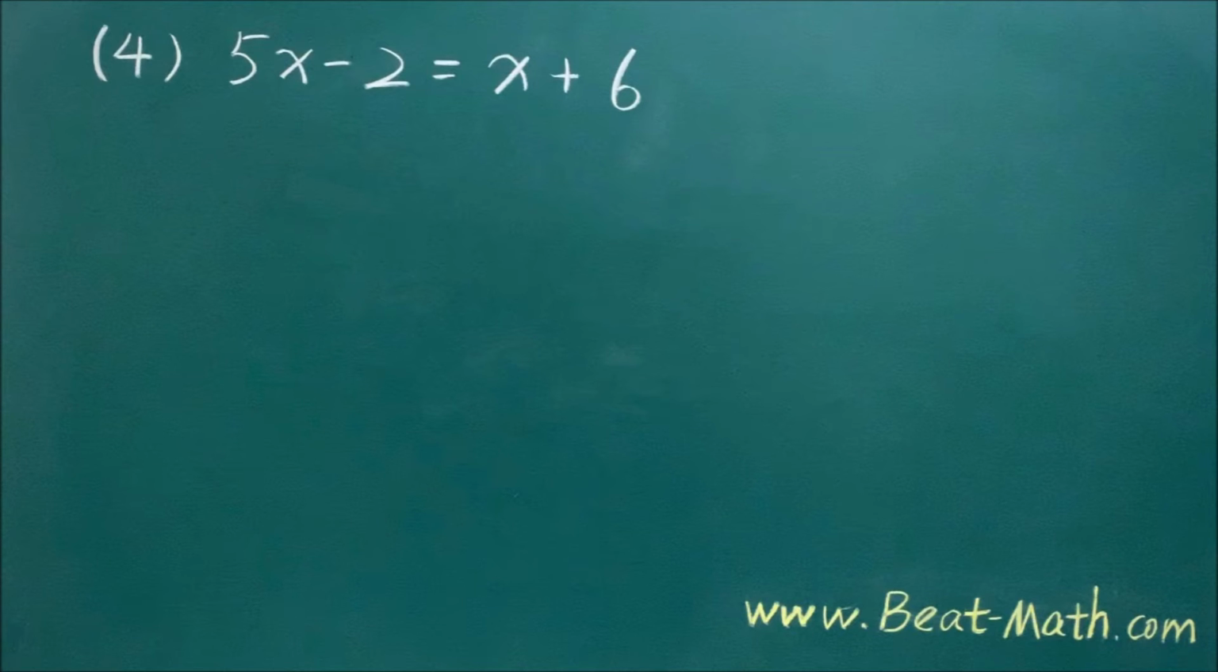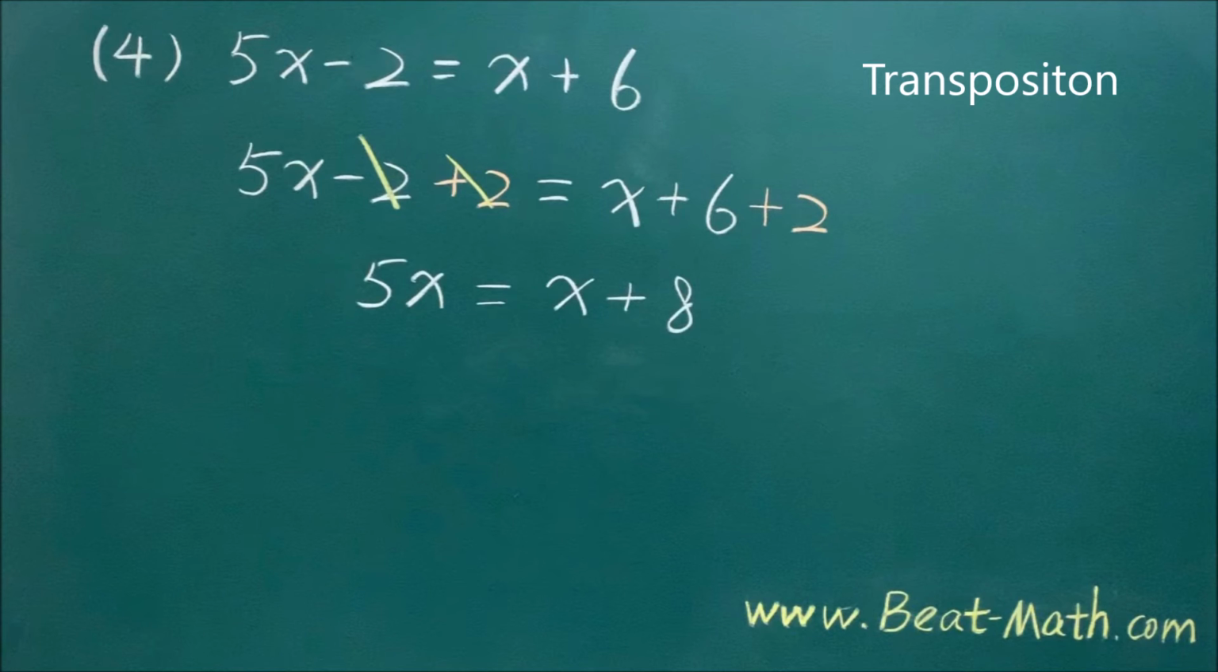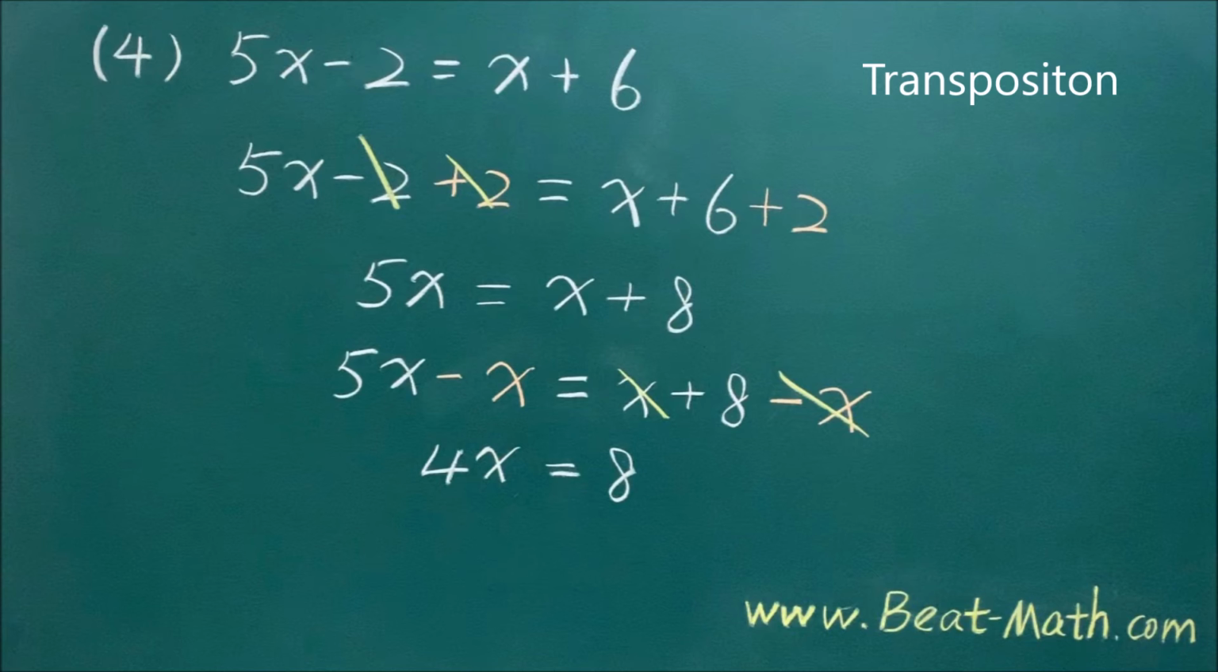The first step in solving this kind of equation is always to gather all the terms with x to one side and all the terms without x to another side. This method is called transposition. Here we add 2 to each side and get 5x equals x plus 8. Then we subtract x from each side and get 4x equals 8. Now it's pretty easy to solve. We divide both sides by 4, and the solution is x equals 2.